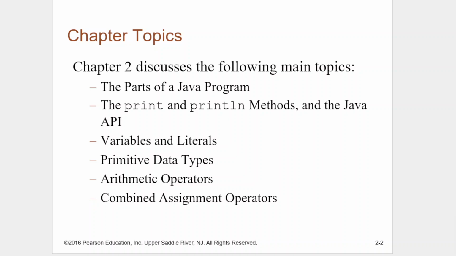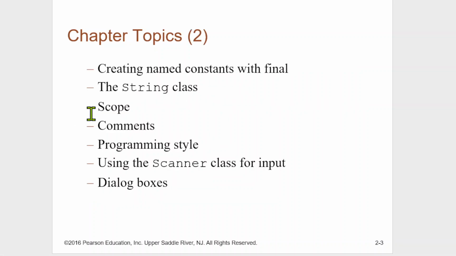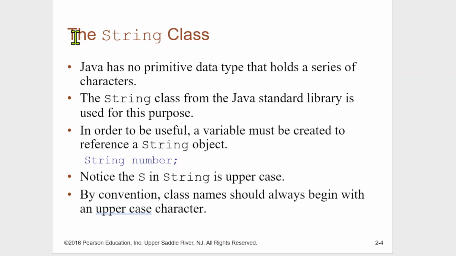Okay, we're going to continue the discussion of Chapter 2, which is an intro to Java and the syntax. In this chapter, the main topics were the parts of a Java program. We did the print and println methods and the Java API. We discussed variables and literals, primitive data types, arithmetic operators, combined assignment operators, creating named constants with final. Now we're going to go over the String class, scope, comments, programming style, using the Scanner class for input, and dialog boxes.